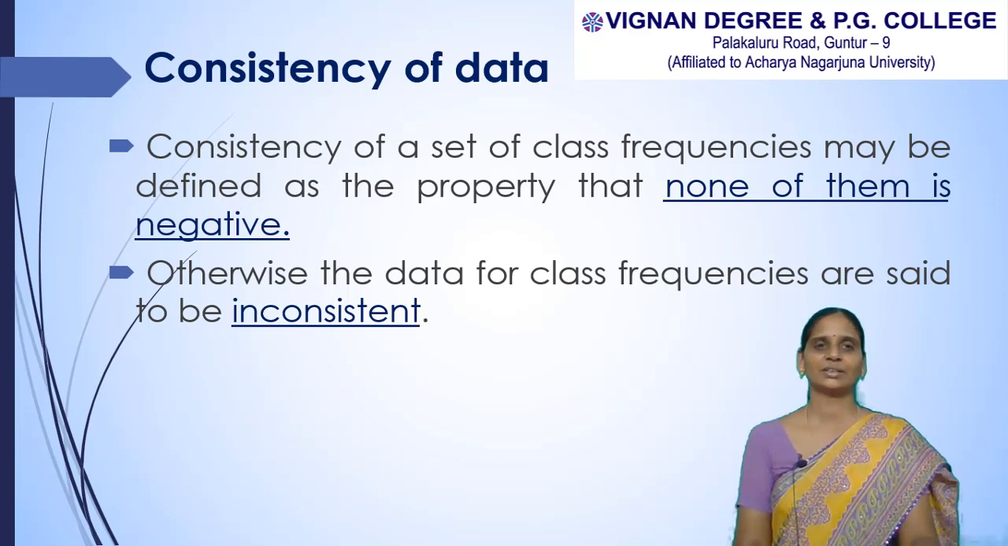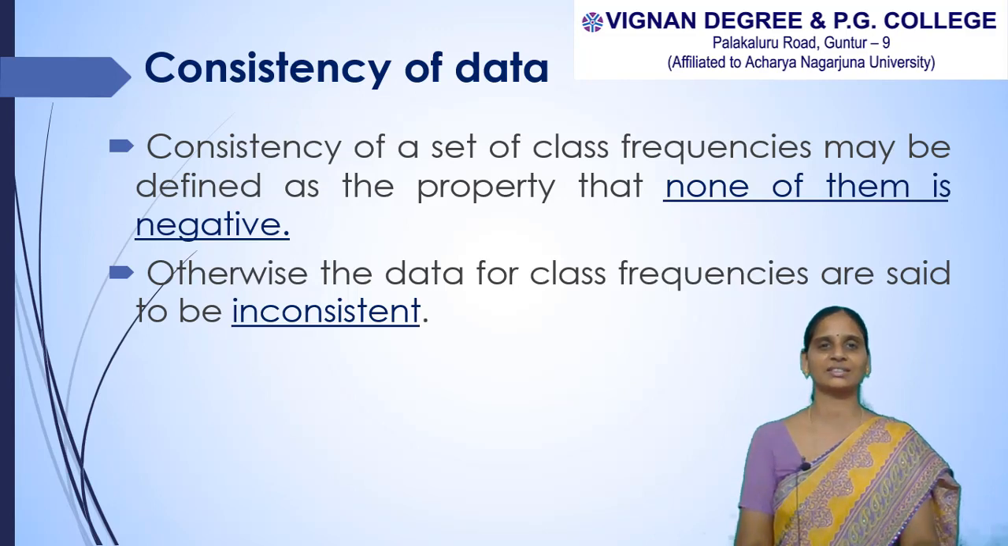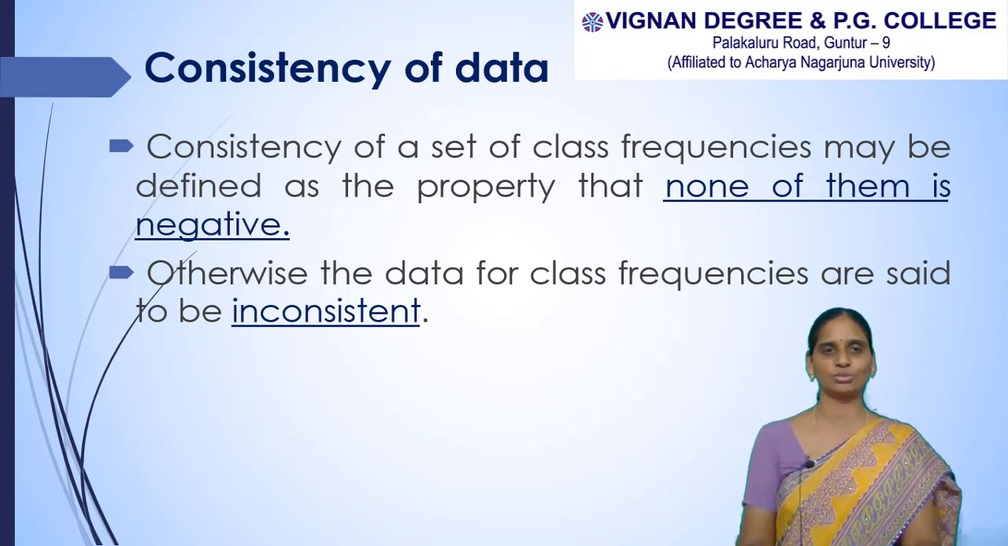Now first, we are discussing consistency of the data. Consistency of a set of class frequencies may be defined as the property that none of them is negative. That means all the class frequencies are positive. Otherwise, the data for class frequencies are said to be inconsistent.